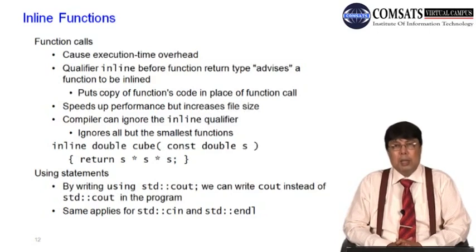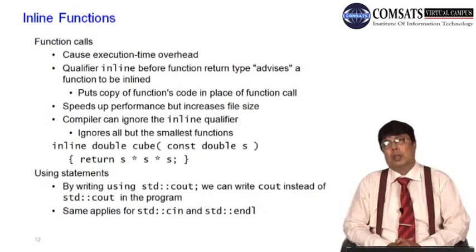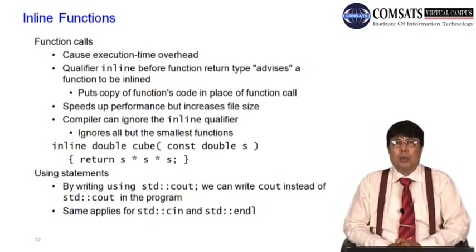Similar to that, but in C++, the inline function is basically a keyword that you use before the return type. You know that the signature of a function is the return type, then the name of the function, then the argument list. But before the return type, you can put a keyword inline that indicates to the compiler that this is an inline function.